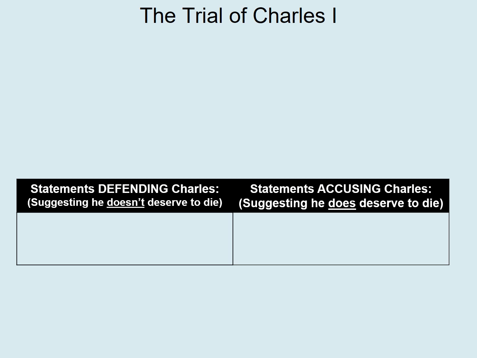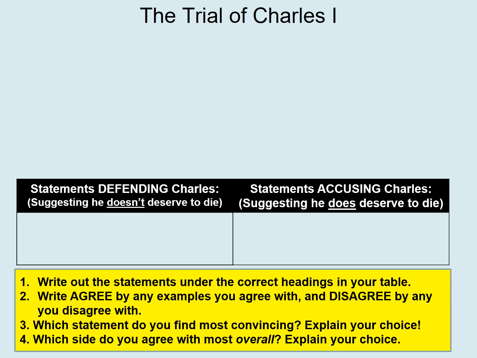Done? Let's have a look at how you're going to use this table. Task number 1 is going to be to write out the statements under the correct headings in your table. I'm going to give you the statements 3 at a time. Then, once you've written in the statements, write either agree by the examples you agree with, or disagree by any that you disagree with. So this might be based upon the fact that you think that they're untrue or perhaps unfair.